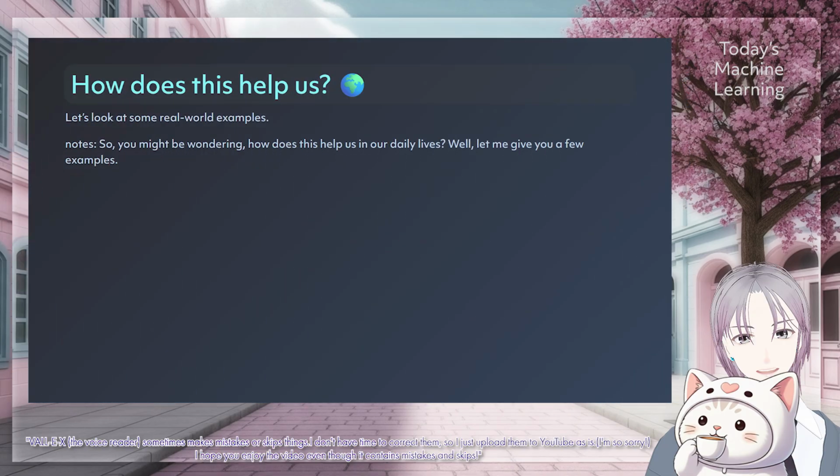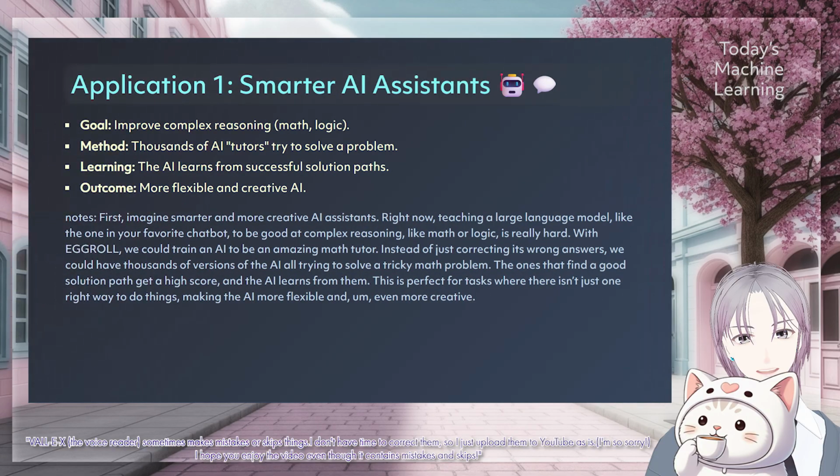So you might be wondering, how does this help us in our daily lives? Well, let me give you a few examples. First, imagine smarter and more creative AI assistants. Right now, teaching a large language model, like the one in your favorite chatbot, to be good at complex reasoning like math or logic is really hard. With EGGROLL, we could train AI to be an amazing math tutor. Instead of just correcting its wrong answers, we could have thousands of versions of the AI, all trying to solve a tricky math problem. The ones that find a good solution path get a high score and the AI learns from them. This is perfect for tasks where there isn't just one right way to do things, making the AI more flexible and even more creative.